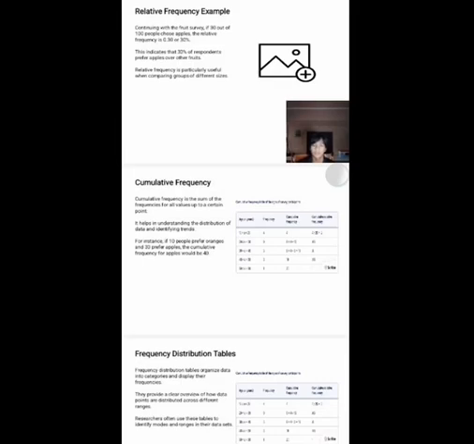Frequency distribution table. Frequency distribution tables organize data into categories and display their frequencies. They provide a clear overview of how data points are distributed across different ranges. Researchers often use these tables to identify modes and range in their datasets.